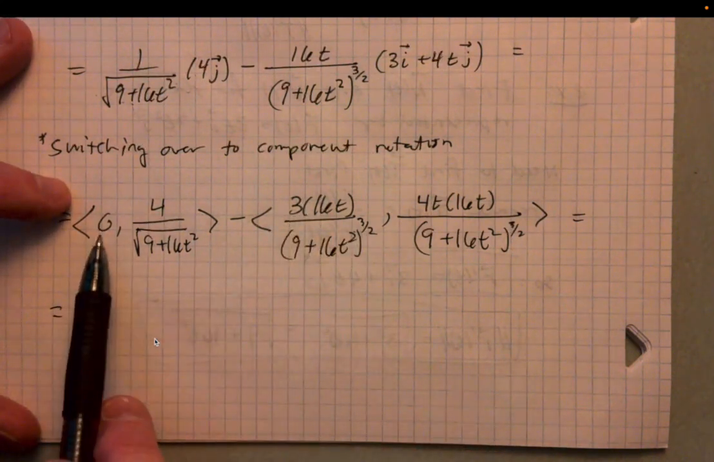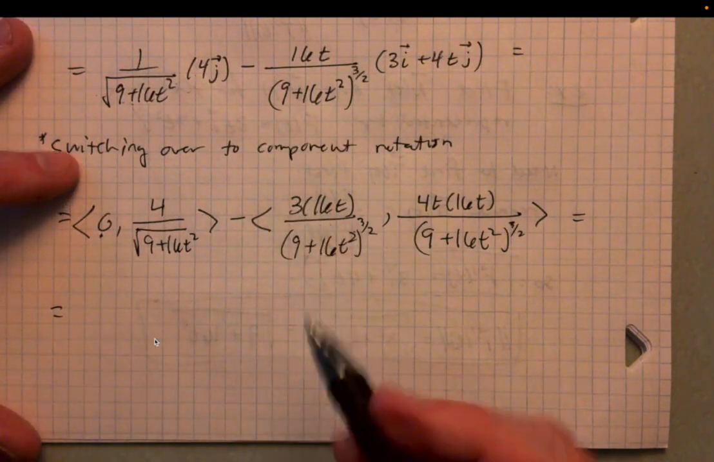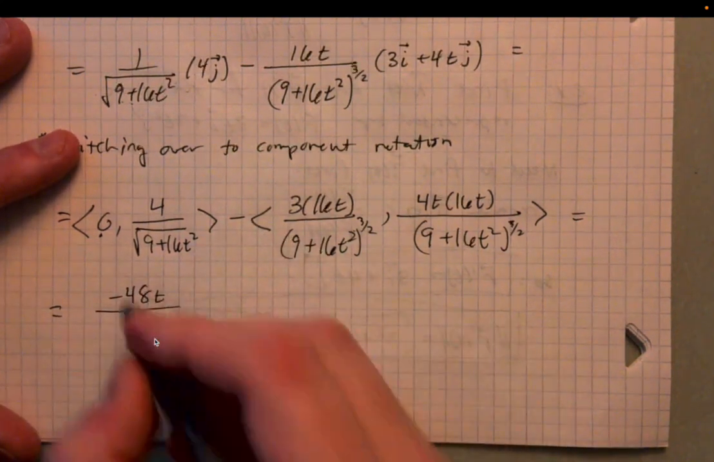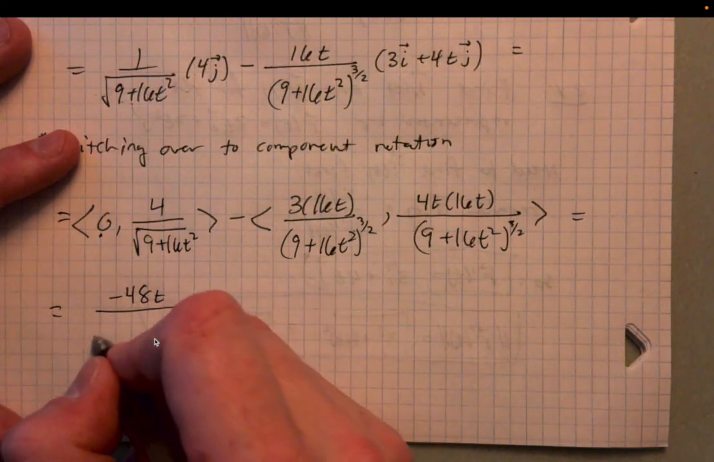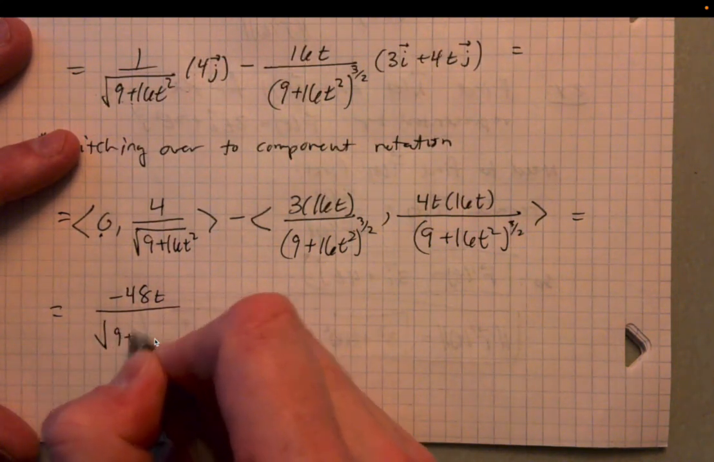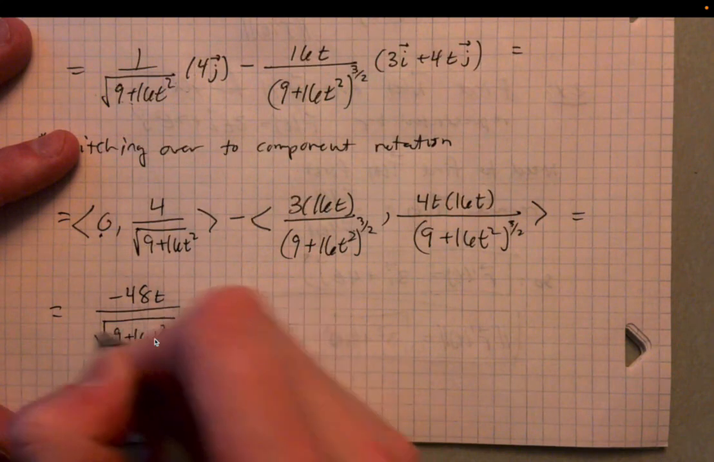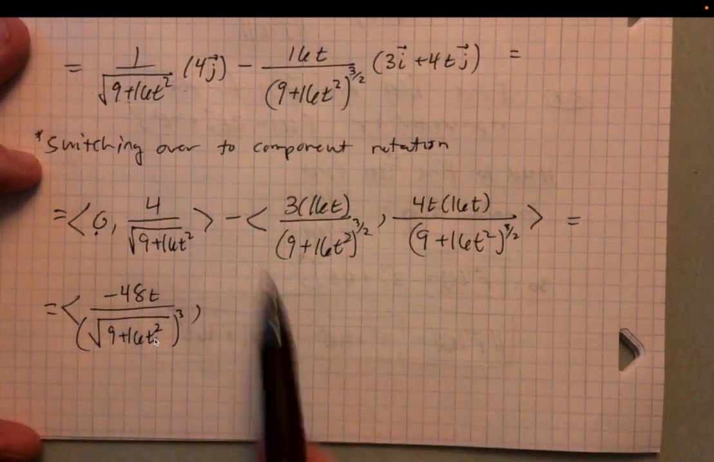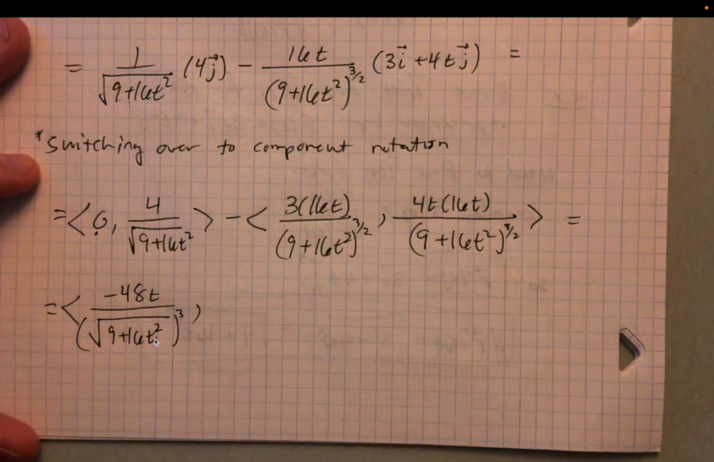so this is basically 0 minus this piece. And so I get negative 48t divided by the 9 plus 16. And I'm going to rewrite that slightly. I'm going to write it as 9 plus 16t squared, the square root, and then the 3rd power. Okay, so that's the i component.